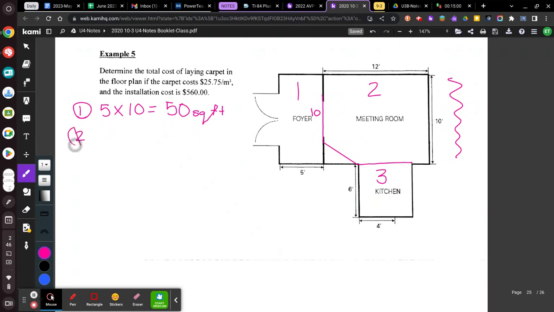And the second object, 12 times 10. So I'm going to get a 12 times 10. And that's going to give me 120 square feet.